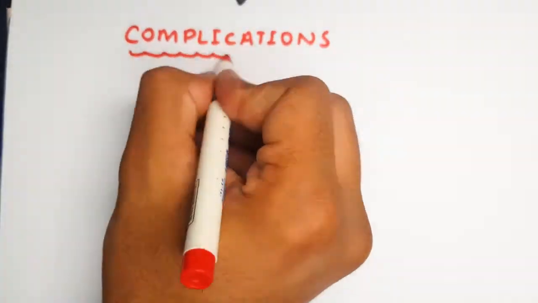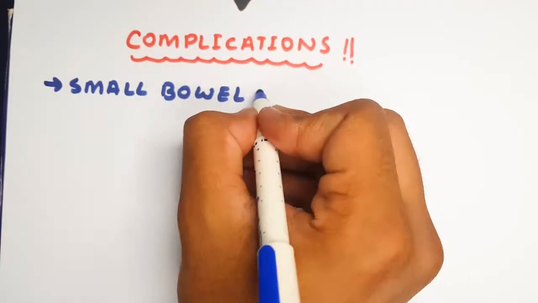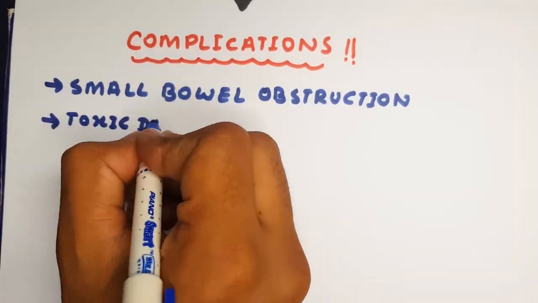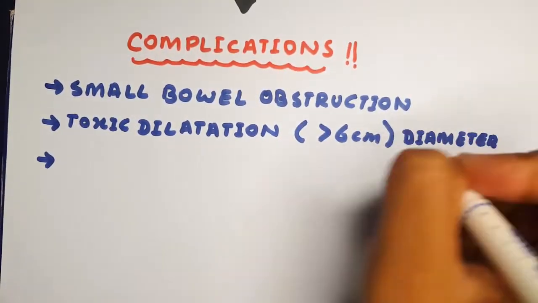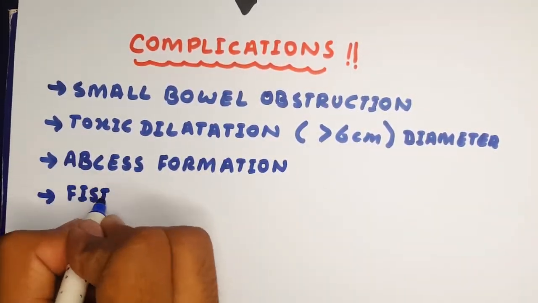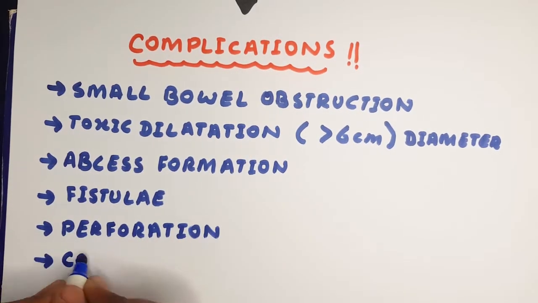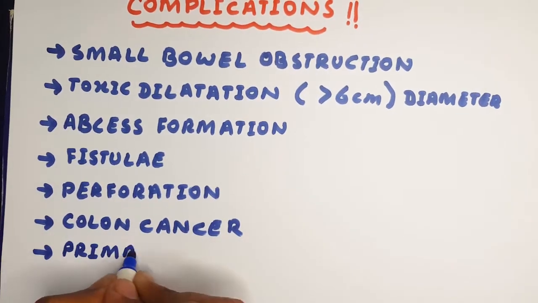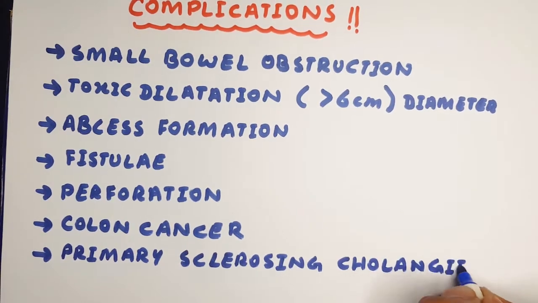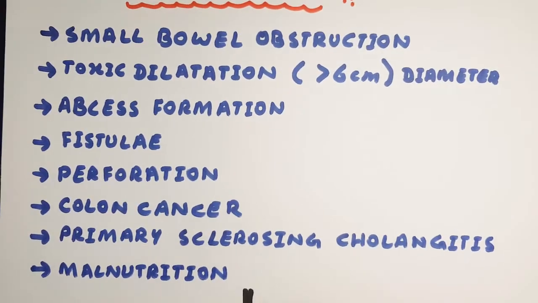If this goes unchecked, the patient may complicate into small bowel obstruction. There may be toxic dilatation, which is a diameter of more than 6 centimeters. They may show abscess formation, fistula formation, it may perforate, colonic cancer may occur, primary sclerosing cholangitis may occur, and the patient will end up with malnutrition.